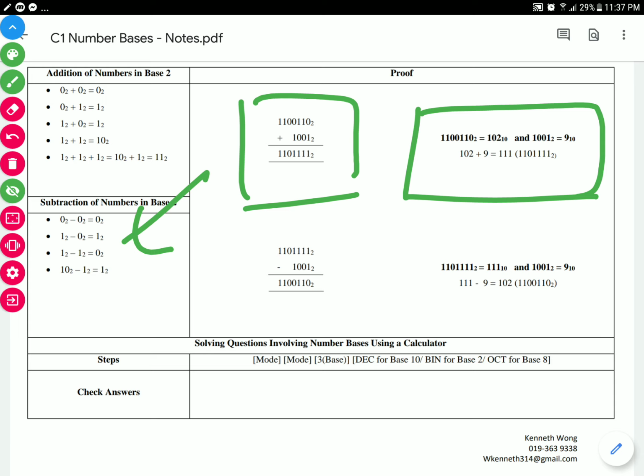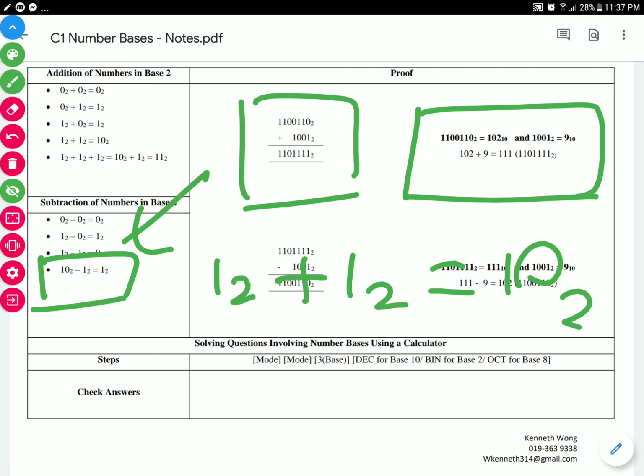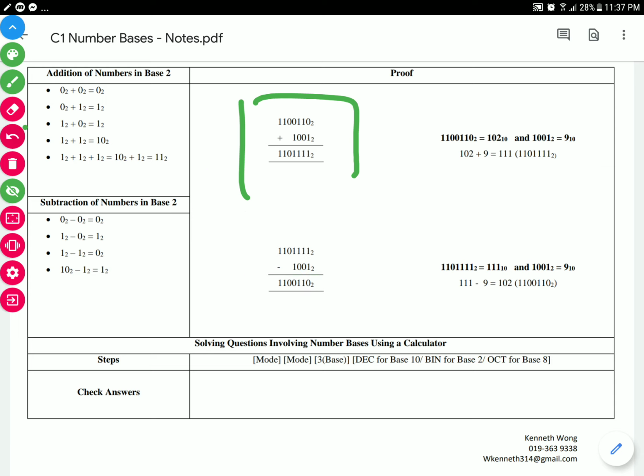And subtraction actually works the same. 0 minus 0, it's 0. 1 minus 0, that's 1. But you can't change it around because that would make it weird. 1 minus 1 is 0. 10 minus 1 is 1. Now, this 10 minus 1 equals 1 is actually, well, you know that addition is actually the reverse of subtraction. If I were to reverse this, that would be 1 base 2 plus 1 base 2 equals to 10 base 2, which is actually this equation. So that checks out. Now I just gotta remove all this.